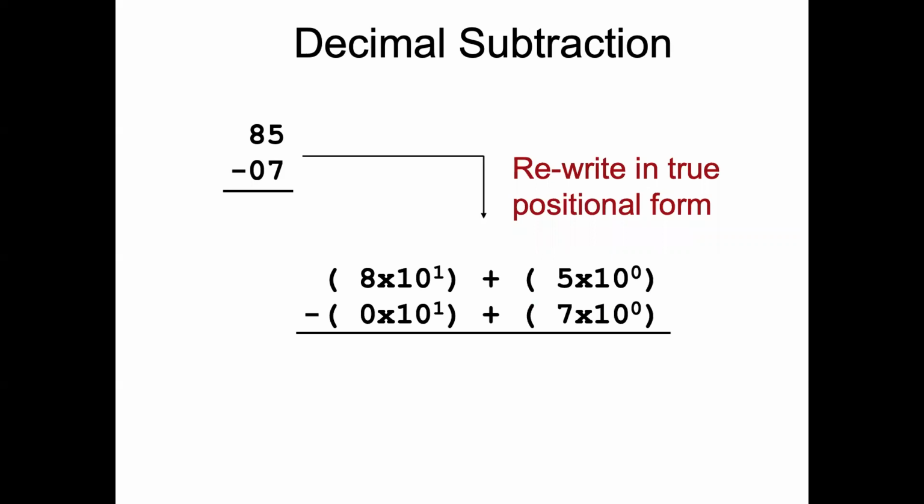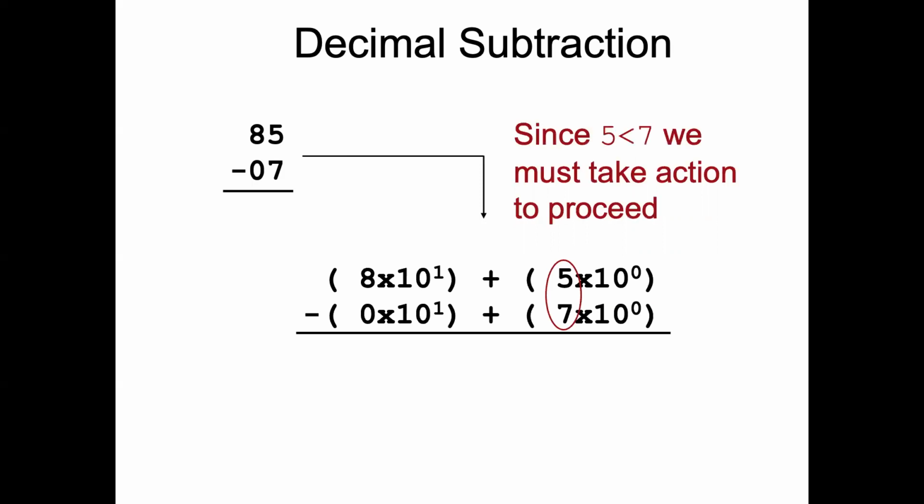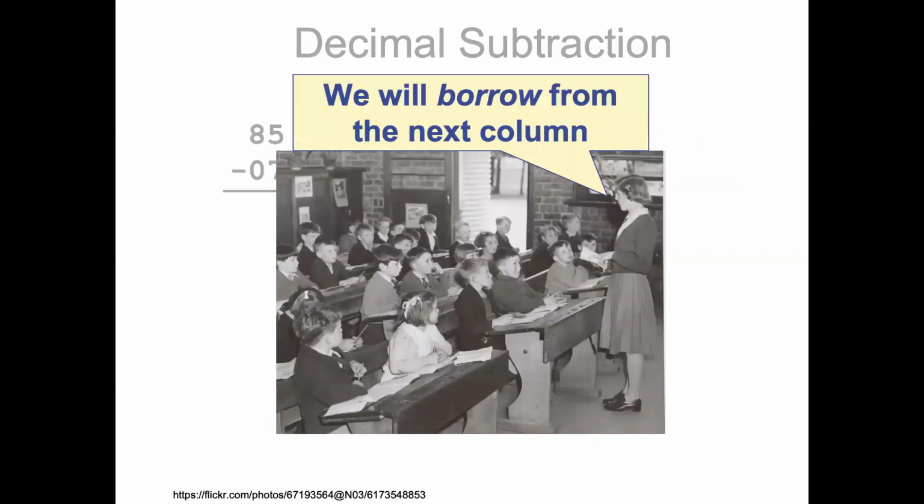Now, a number like 85, in a positional number system, is a representation for 8 times 10 to the first plus 5 times 10 to the 0th. Minus 7 is minus 0 times 10 to the first, and 7 times 10 to the 0th. Like I just said, we can't directly subtract 7 from 5 because 7's too big to subtract from 5. But just like you did in elementary school, we're going to handle this by borrowing from the next column.